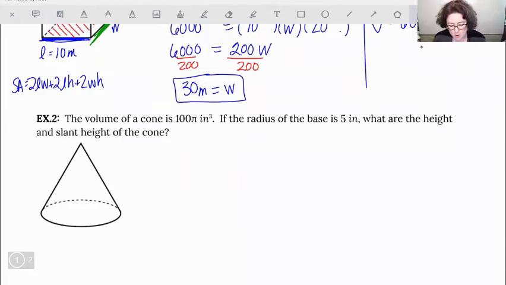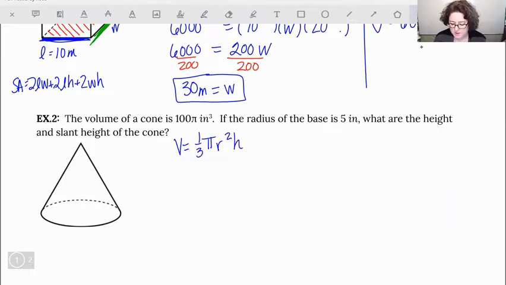Example 2, the volume of a cone is 100 pi inches cubed. If the radius of the base is 5 inches, what are the height and the slant height of the cone? So again, let's label what we have. We have our cone. We know the volume is 100 pi inches cubed. So the first thing I know is volume. I've got a formula for that. Let's write that down. So volume equals 1/3 pi r squared h, right off the formula sheet.